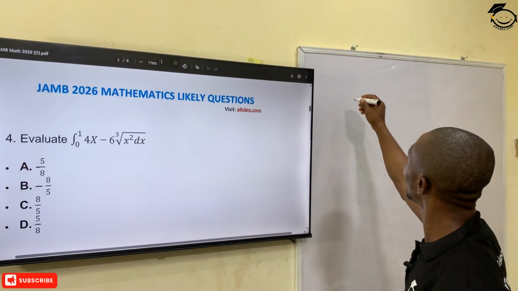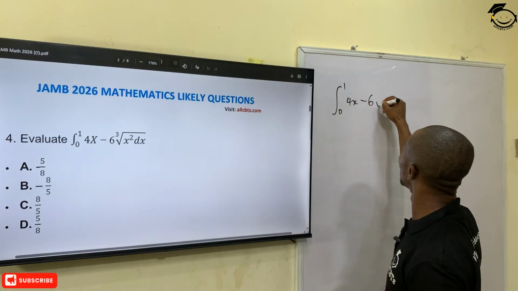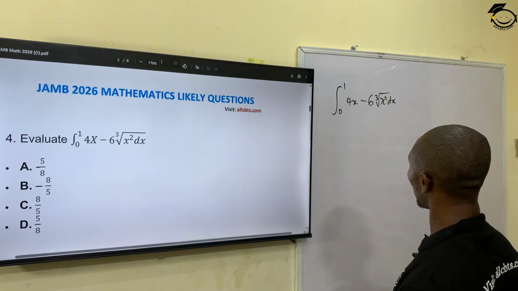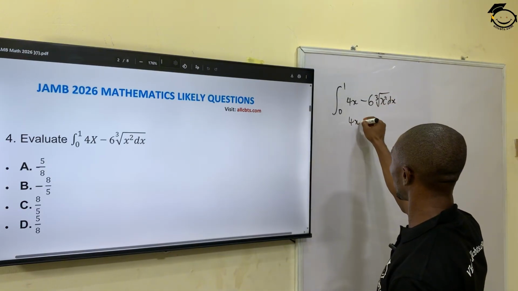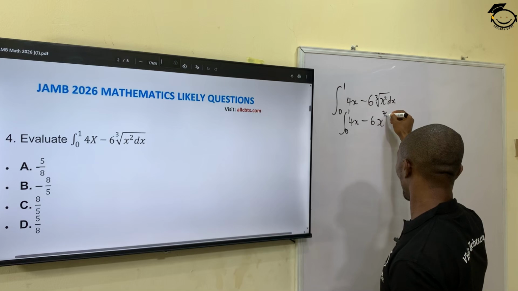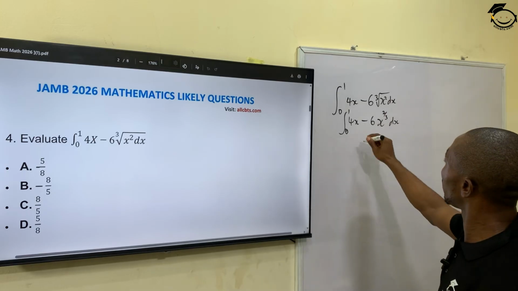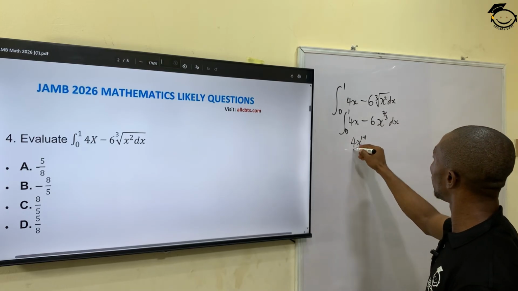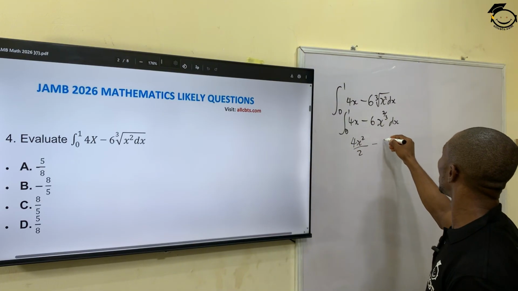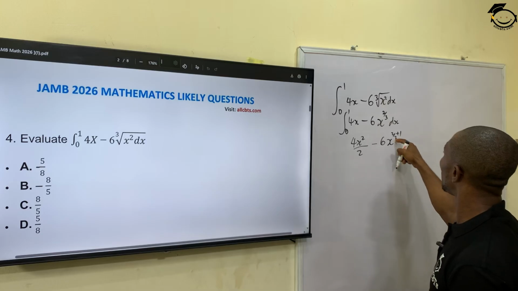All right, evaluate the integral from 0 to 1 of 4x minus 6 cube root of x squared dx. Now, to evaluate this, we'll first of all convert this as 4x minus 6x raised to the power 2 over 3 dx. Now, with this, we integrate. If we integrate this, this becomes 4x raised to the power 1 plus 1 over 2, so this becomes squared, minus 6x raised to the power 2 over 3 plus 1. Let's solve this out.